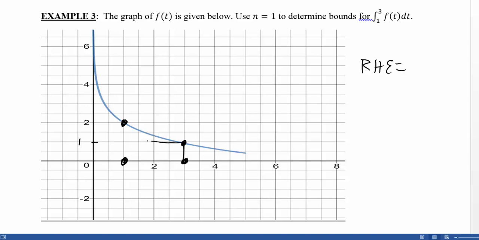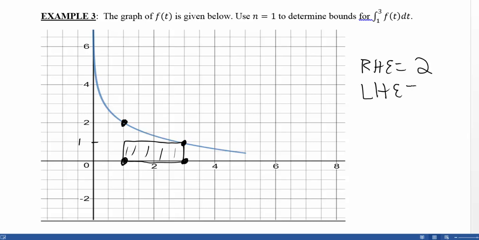So a right hand estimation means that I'm going to use the right hand point of the 2, which is 3, to help me get my height of the rectangle. So the right hand tip of this rectangle will touch, and I want to find the area of that rectangle. So the width is 2 units and the height is 1 unit. So 2 times 1 gives me a right hand estimate of 2.